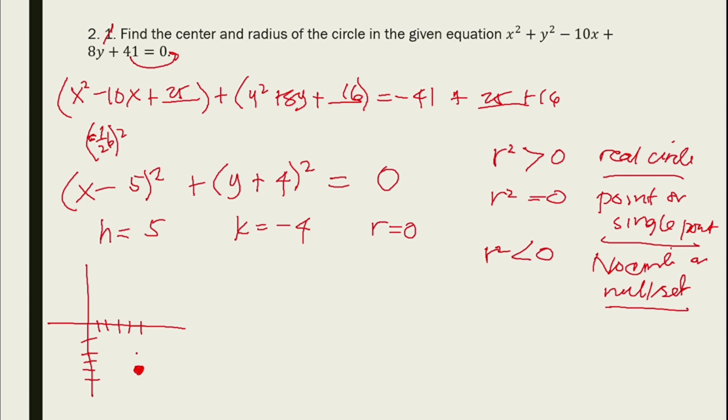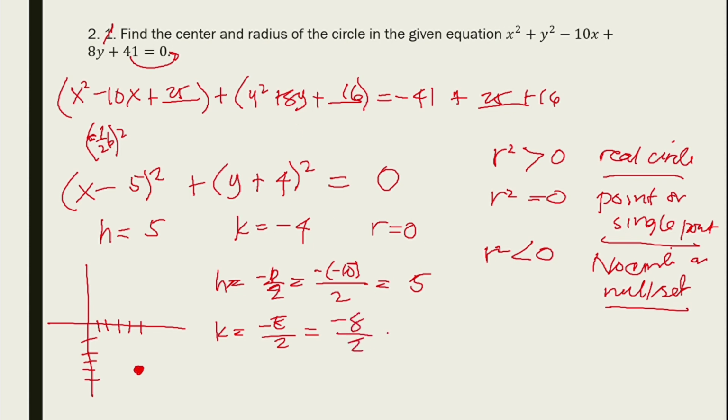Okay. So by the use of the formula, we have h is equal to negative d over 2. Our d here in the equation is negative 10, so negative negative 10 divided by 2 gives us 5. And our k is equal to negative e over 2, where e is 8, so negative 8 over 2, that is negative 4.